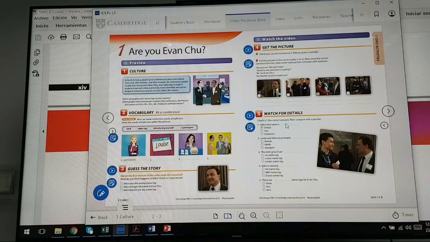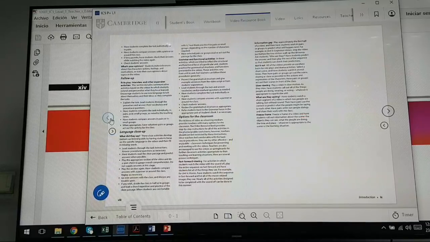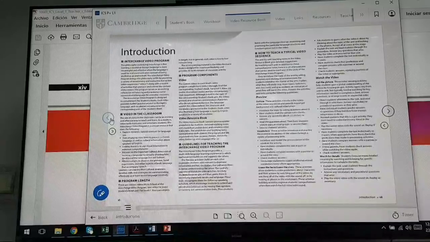It's not only understand language, but also perhaps understand paralinguistic signals, those signals that are not necessarily related to the language, but how people communicate, for example. So there's lots of things you can do with the video. There's the guidance. Video resource book will help you what to do, how to use it, how to make your classes more interactive with the video.